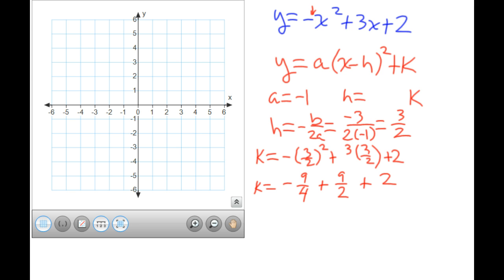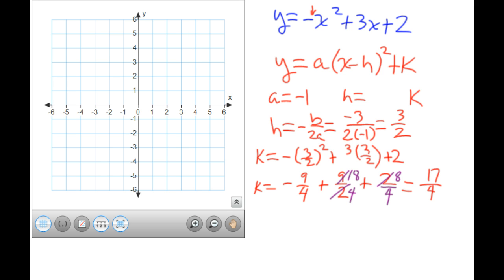So that I can add all these fractions together, let's get a common denominator of 4. So that would become a 4, that would become an 18. This would become a 4, and this would become an 8. Adding the numerators together, I get the value of k to finally be -9 plus 18 is +9, plus 8 more is +17 over 4.